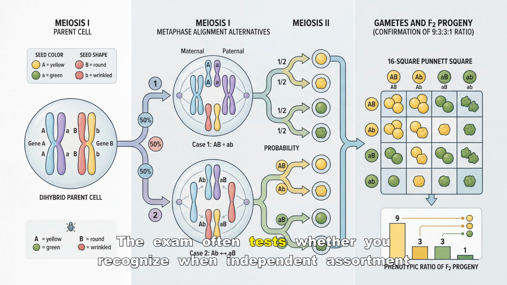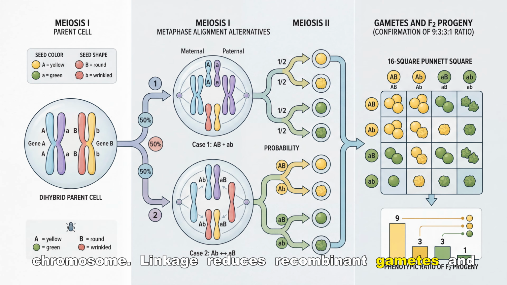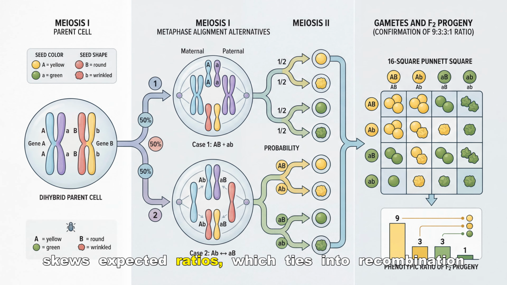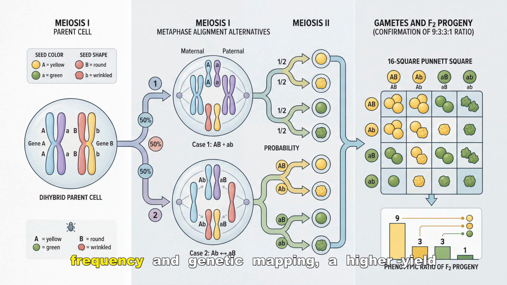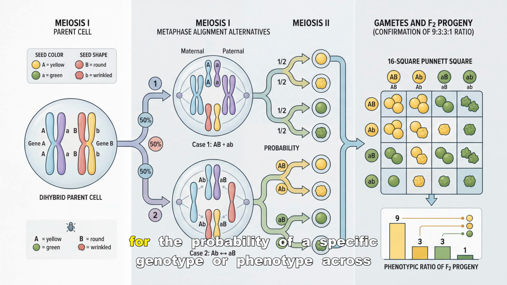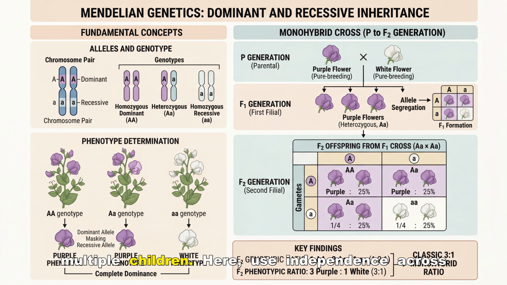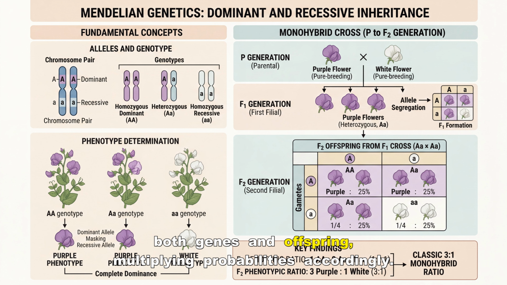The exam often tests whether you recognize when independent assortment does not apply, specifically, when genes are linked on the same chromosome. Linkage reduces recombinant gametes and skews expected ratios, which ties into recombination frequency and genetic mapping, a higher yield follow-up topic. Another common variation is asking for the probability of a specific genotype or phenotype across multiple children. Here, use independence across both genes and offspring, multiplying probabilities accordingly.